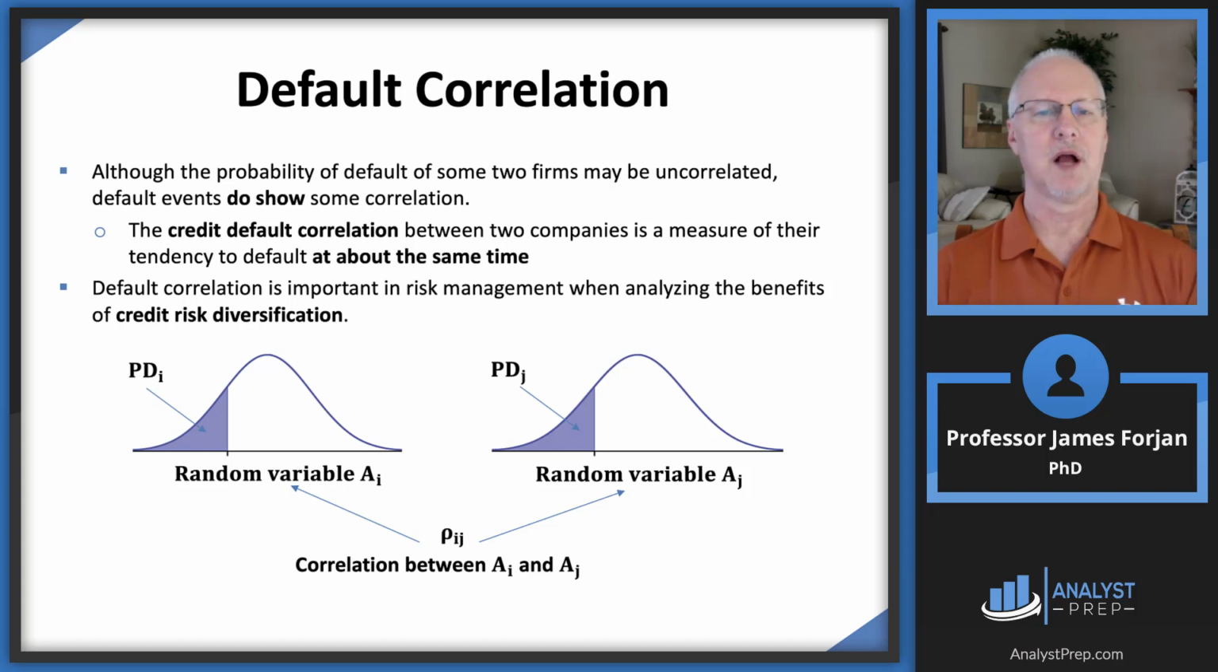Now look at that second bullet point that I have written there. Default correlation is an important risk management tool when analyzing the benefits of credit risk diversification. We're going to have a slide later on that illustrates some of the benefits and when they occur and when they may not occur.